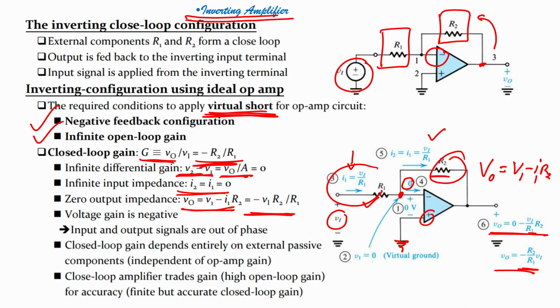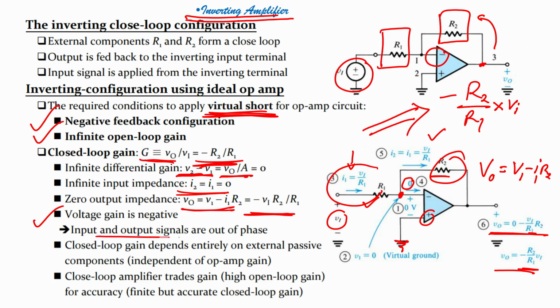Output equals minus V1 R2 by R1, correct. Now, the voltage gain is negative, that is correct, because it is an inverting amplifier; my voltage gain is minus R2 by R1, right. Voltage gain then we can multiply by input. So, voltage gain is negative.